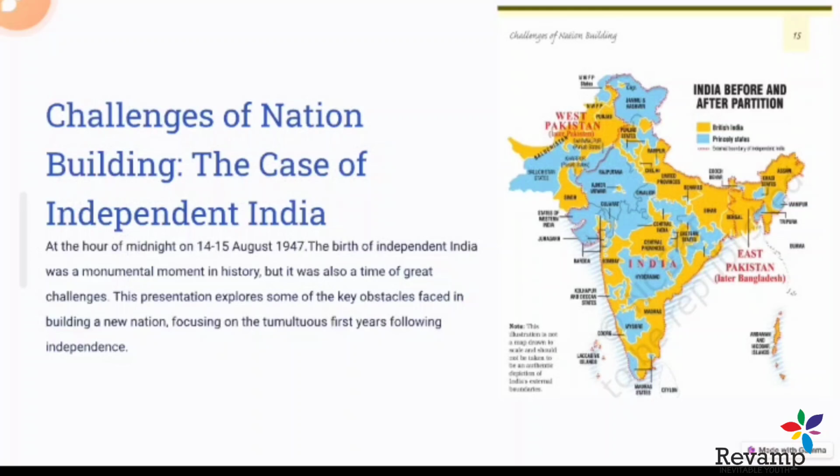Mostly we will focus on what will come in the exam in MCQ base. We will focus on how this question will be framed and how it will come in the examination, because this exam is more fact-based and you have to solve it through MCQs. Now let's start with the first topic, challenge of nation building.